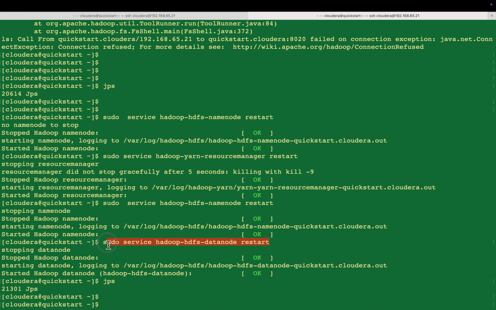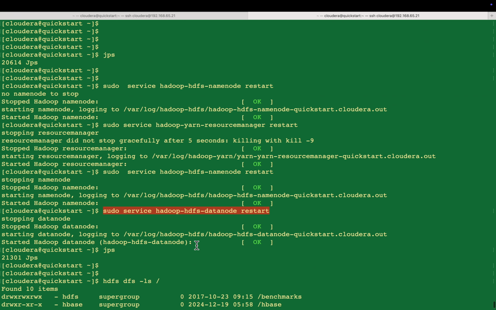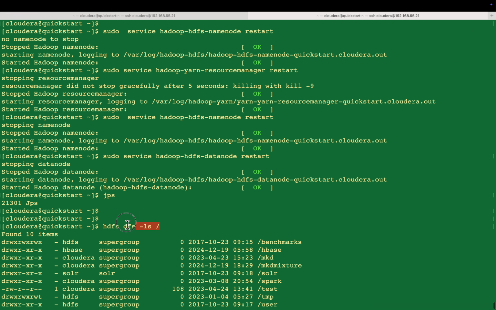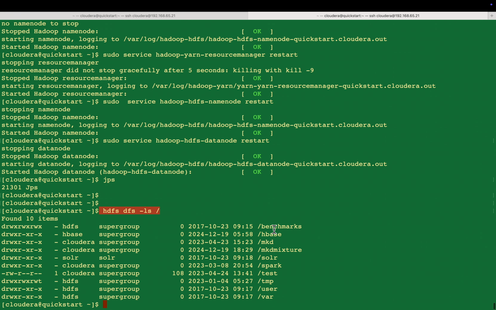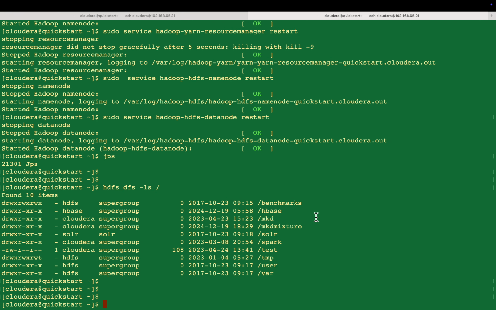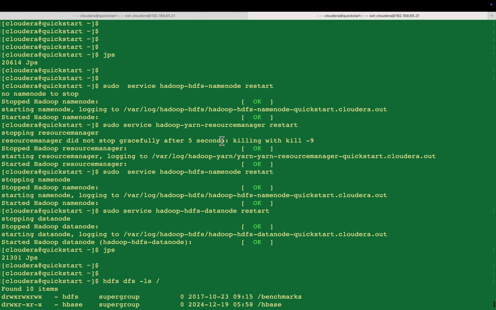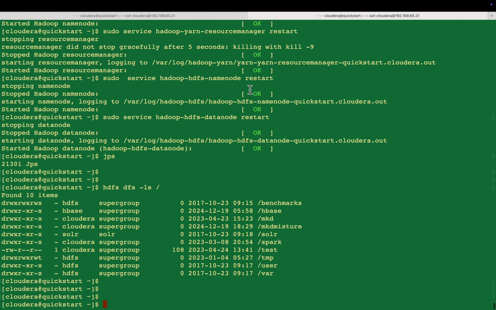Okay, so these three commands you have to run, and then when I run hdfs dfs -ls, I can see these folders. Okay, if you are getting such kind of issue in QuickStart Cloudera, you need to remember to run these three commands. Thank you.